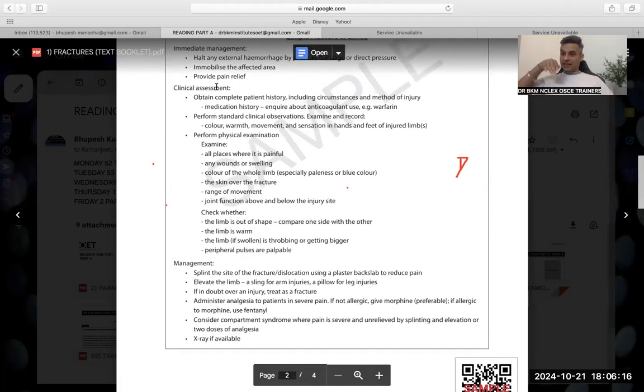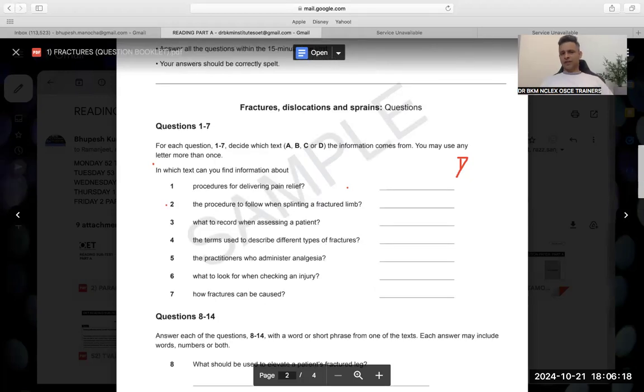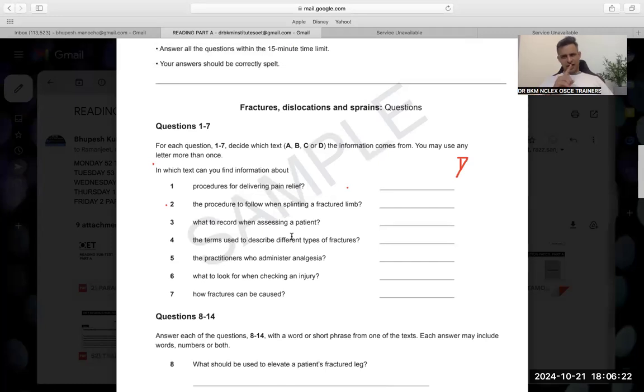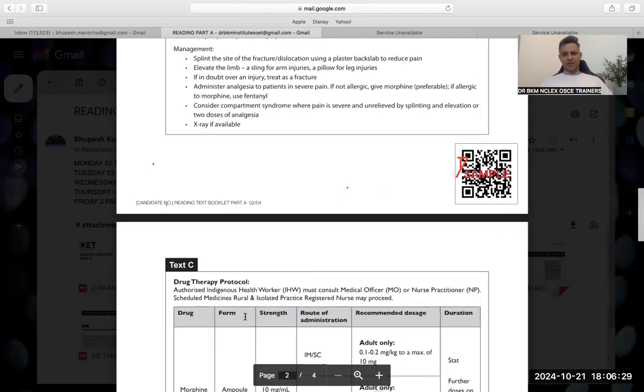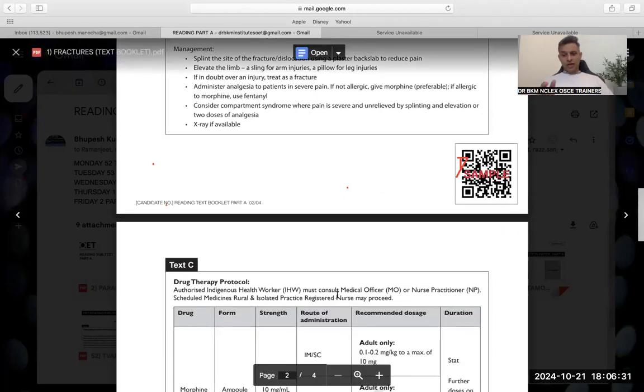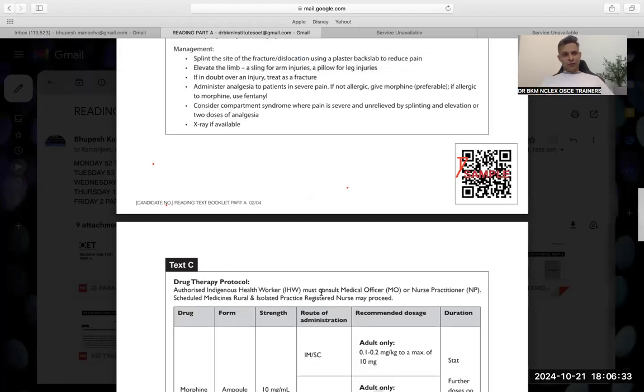Again, I'm not getting deeper into the paragraph. I'm just doing what is required. Then the term used to describe different types of fractures. It should be in the A, easiest question. Practitioners who should administer, C, first line, that is what we did. Practitioners who should. Again, I might be confused.